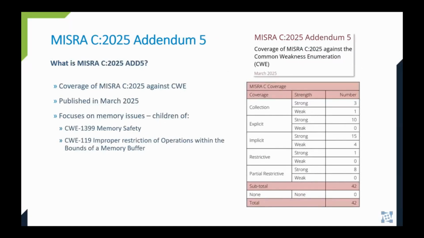Now, newly published Addendum 5 provides mapping of the MISRA guidelines to CWE weaknesses, focusing on memory safety issues, specifically on those CWEs that are children of CWE 1399, memory safety category, or CWE 119, improper restriction of operations within the bounds of a memory buffer class. 42 of such CWEs applicable to C language have been identified, and for each of them some kind of mapping to MISRA C guidelines was found.